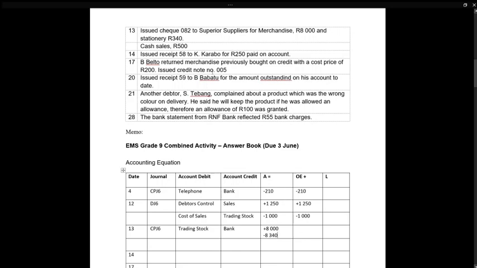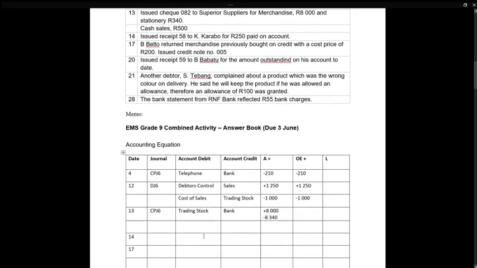Okay, but I'm not done yet. So I also bought stationery, and stationery is classified as an expense account, and expenses increase in the debit side. So therefore, stationery will be debited. Stationery is an expense account and will always have a negative influence on my owner's equity, therefore minus 340 Rand. So let's test this.